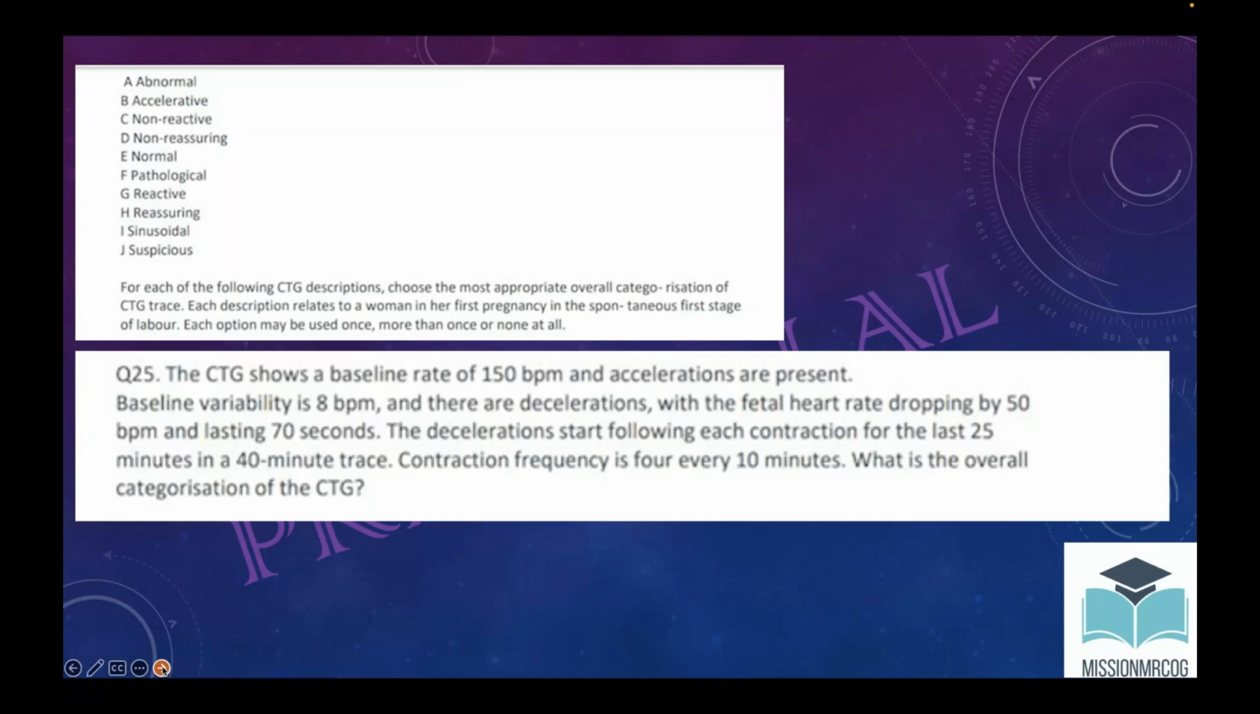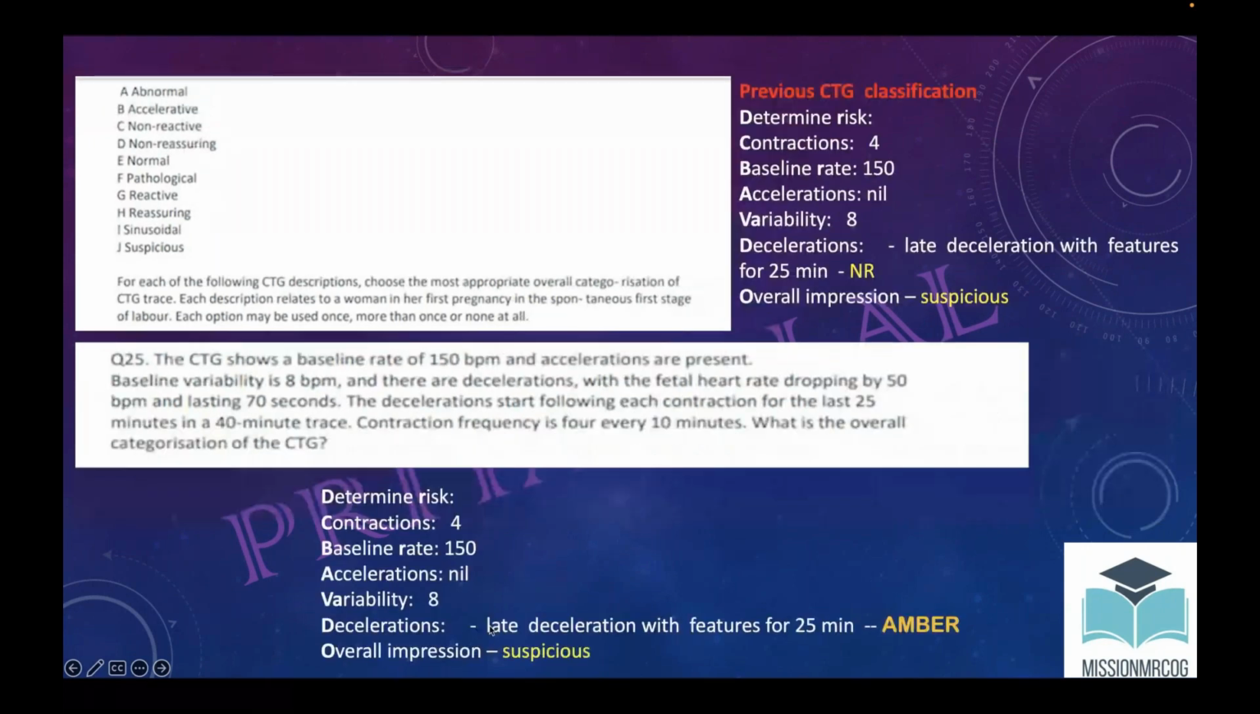So one feature is there. Amber, ma'am. Yes. Late deceleration for 25 minutes. Late deceleration less than 30 minutes is amber, more than 30 minutes is red. So there is no change, the previous CTG and this CTG answer is same.